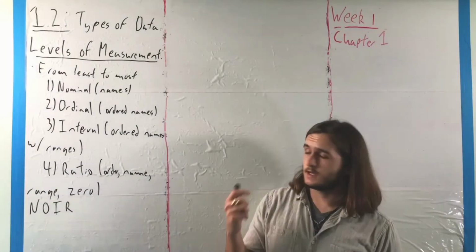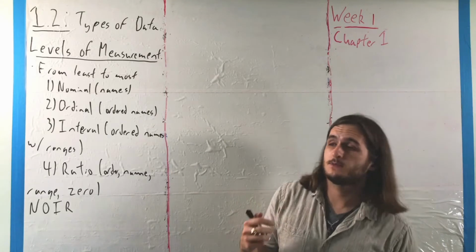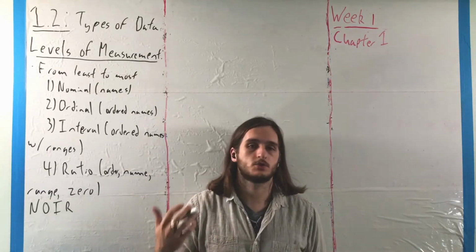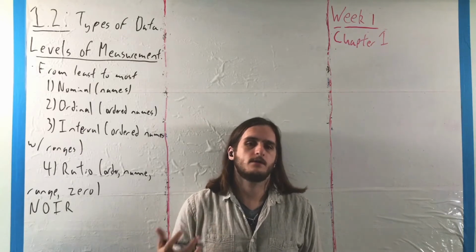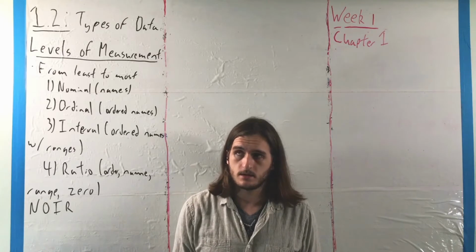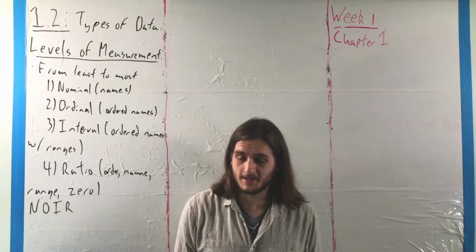Now we're going to finish this section with the levels of measurement, where we're going to look at them from least to most descriptive. That is, from having the least information given by the category to having the most information.